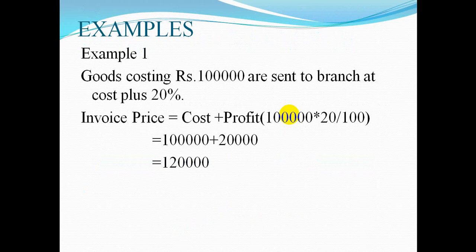The next is examples. We are going to see the first example. I read out the question. Goods costing rupees 1 lakh are sent to branch at cost plus 20%. So we are using the same formula: invoice price is equal to cost plus profit. Goods costing 1 lakh, that becomes our cost. To find invoice price, we have to add cost plus profit. We need profit at cost plus 20%, so this percentage is based on cost.